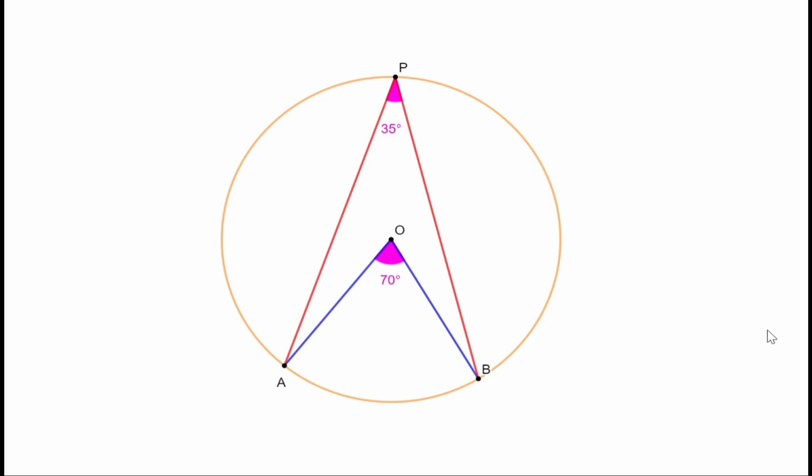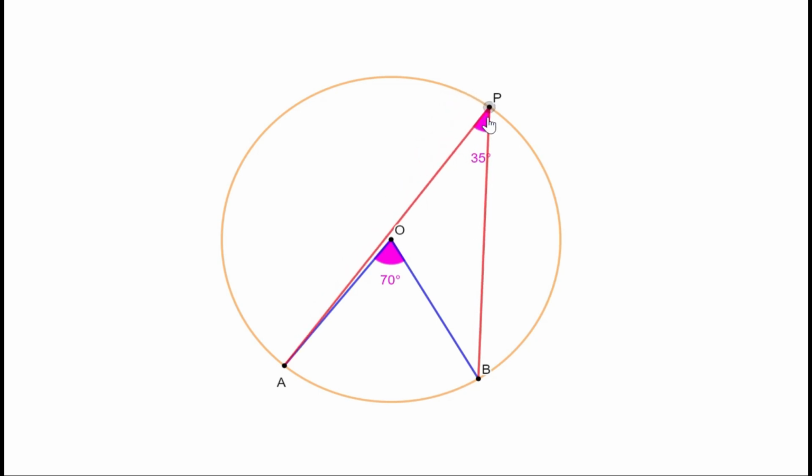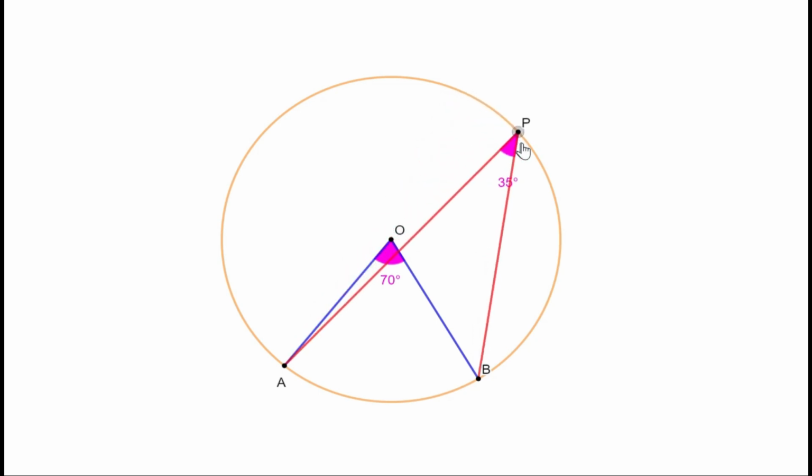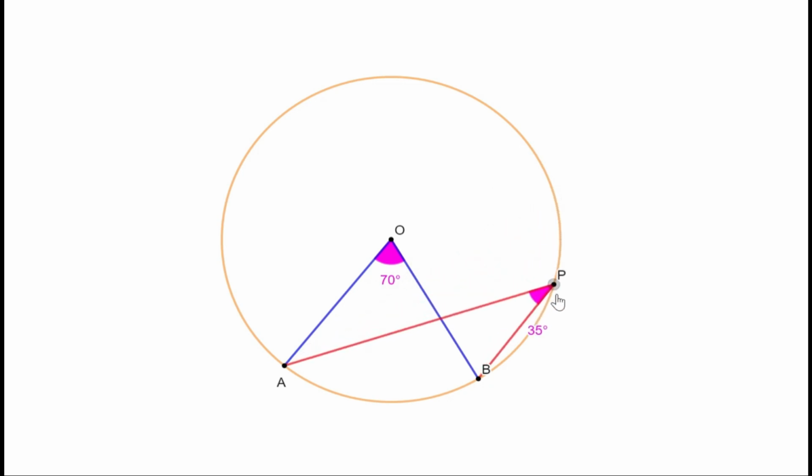Now let me change the position of P. When P is changed, again it is 35, half the central angle. Again it is 35, half the central angle. Again it is 35.